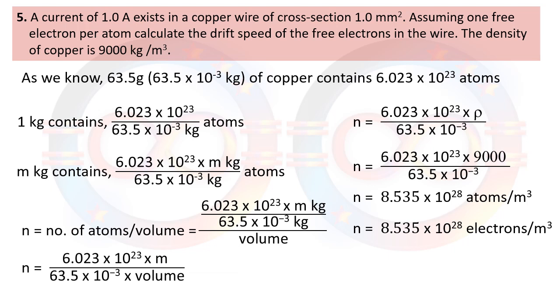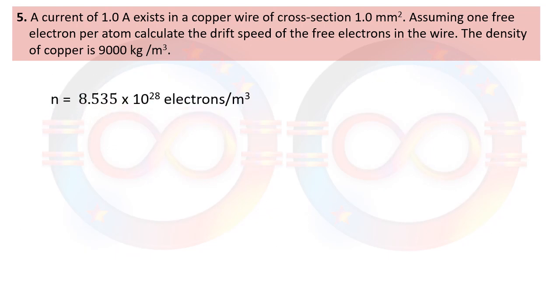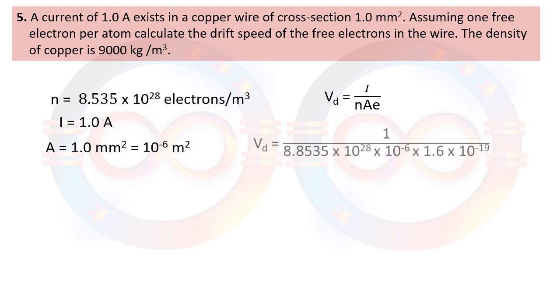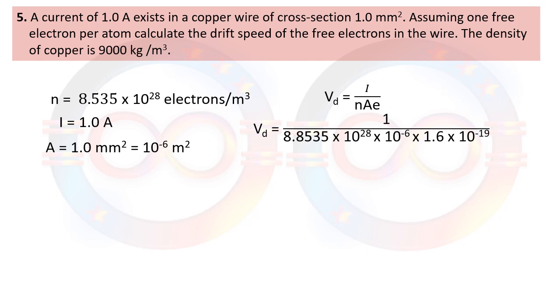So this value of N we are going to use for the calculation of drift speed, that is N is equal to 8.535 into 10 raised to 28. From the previous calculation we have got current is 1 ampere, area is 10 raised to minus 6 meter square, and the formula which we are having is I upon NAE. So current is 1, N is 8.8535 into 10 raised to 28, and then the area is 10 raised to minus 6, and E, that is electronic charge, is 1.6 into 10 raised to minus 19.